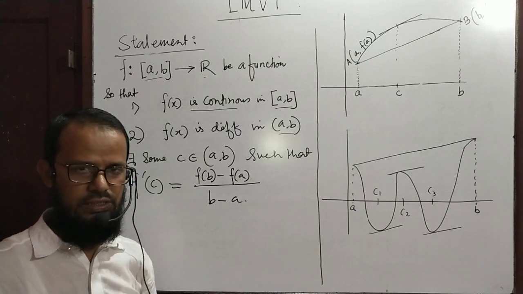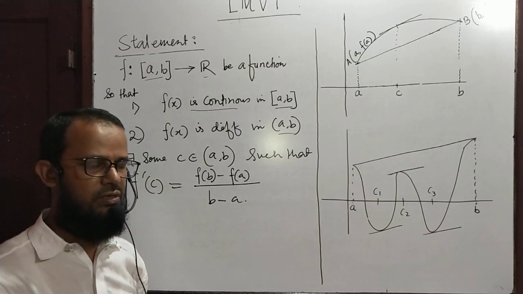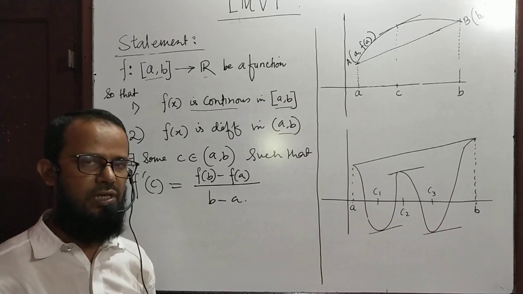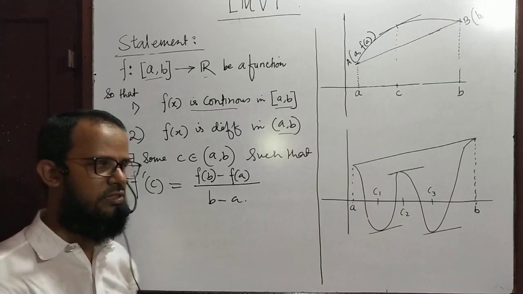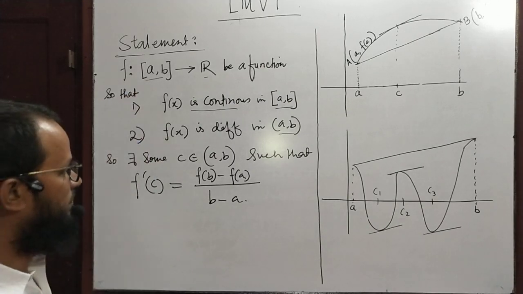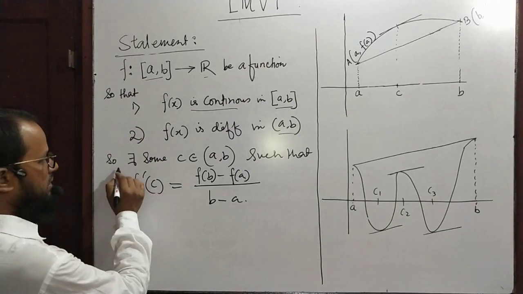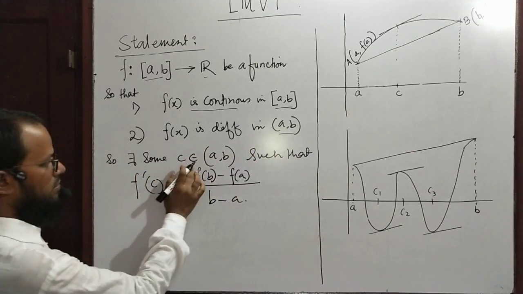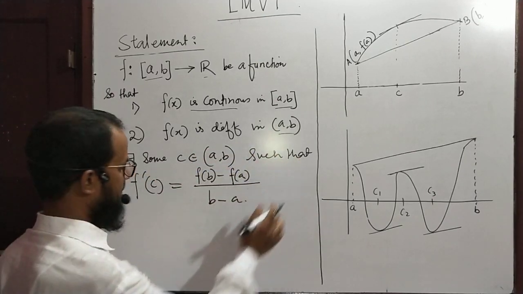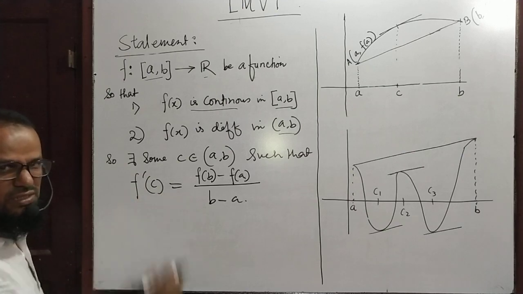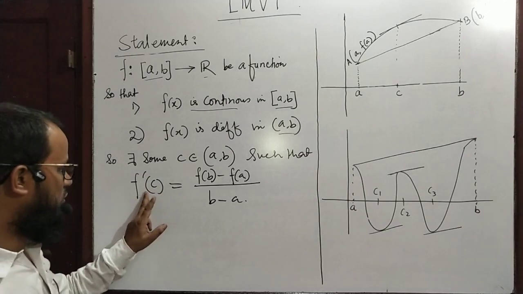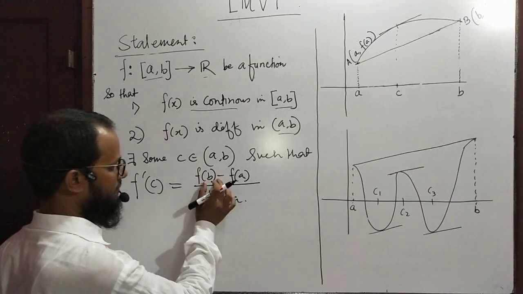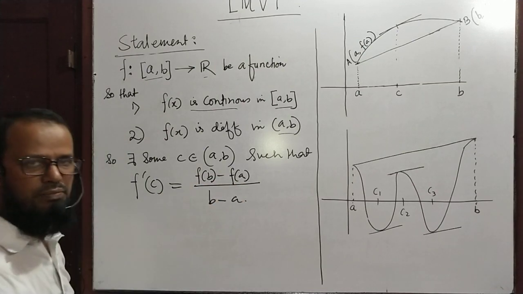May not be what? The same. So this is a general case, and you can say Rolle's theorem is a particular case of Lagrange's mean value theorem. The other two conditions are the same. So there exists some c belonging to (a, b) such that f'(c), meaning the slope of the tangent at the point c, equals f(b) minus f(a) divided by b minus a.